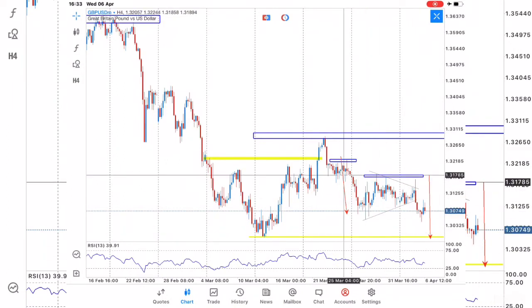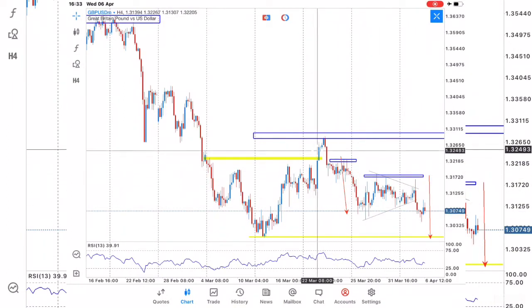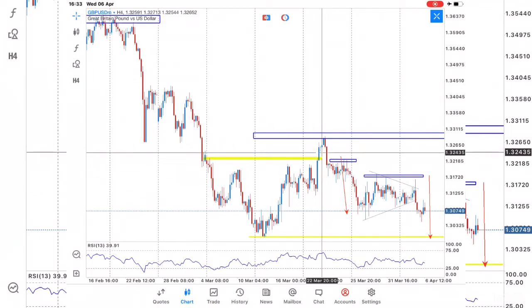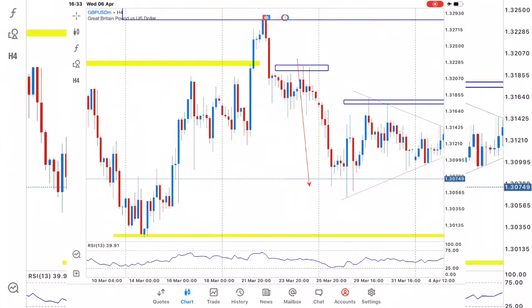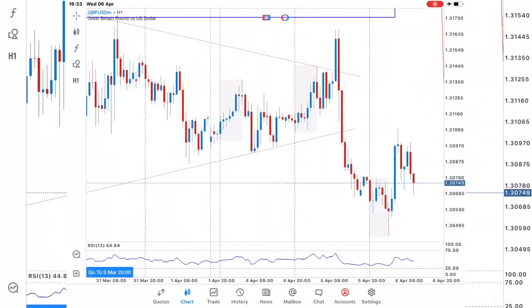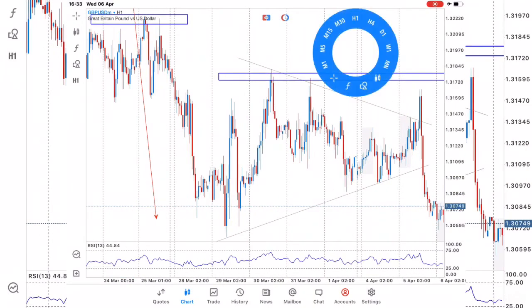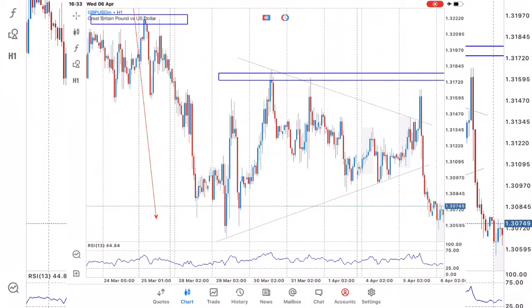You understand? So yeah, you use that in confluence with the higher time frame, and then once you see your manipulation, your confirmation, that's when you can act. You understand? That's when you can act. That's when you can capitalize. And then after we're done on the 4-hour time frame, the 4-hour time frame is just telling us whether we're going to be buyers or sellers on the smaller time frame. Did you understand?